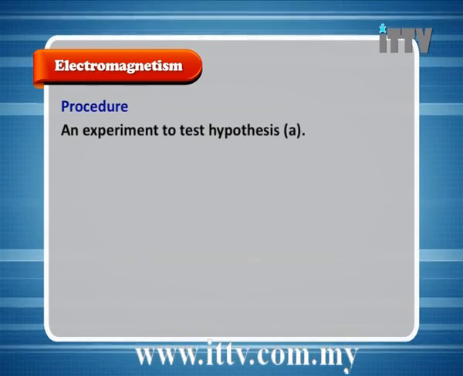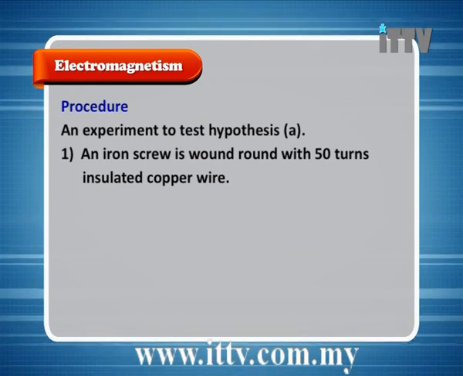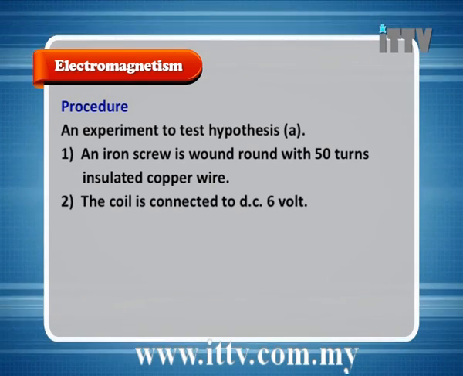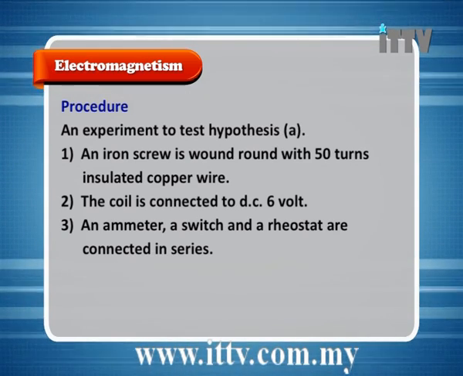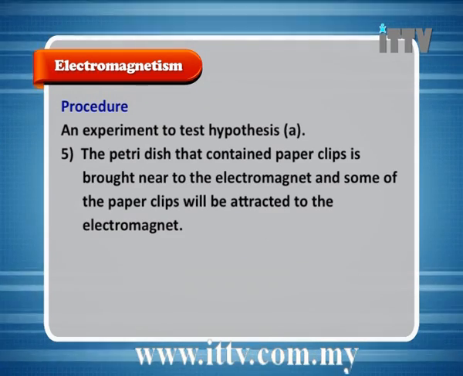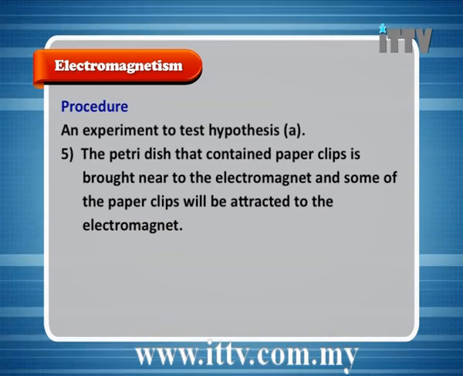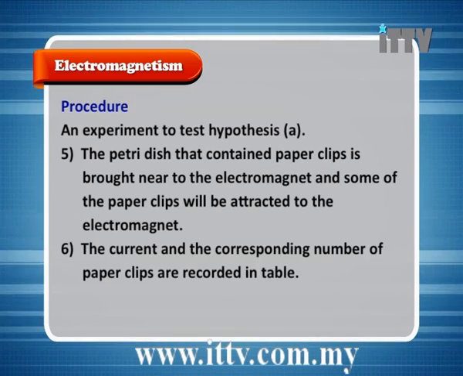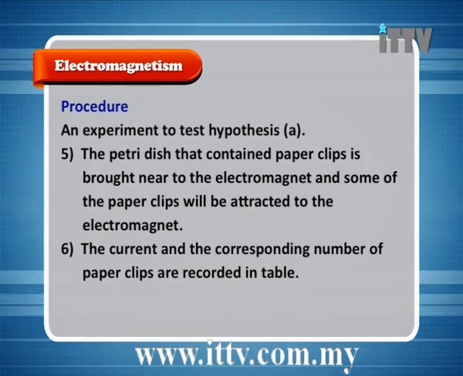Procedure: an experiment to test hypothesis A. An iron screw is wound round with 50 turns of insulated copper wire. The coil is connected to a DC 6-volt supply. An ammeter, a switch and a rheostat are connected in series. About 100 paper clips are placed in a petri dish. The petri dish that contains paper clips is brought near to the electromagnet, and some of the paper clips will be attracted to the electromagnet. The current and the corresponding number of paper clips are recorded in the table.